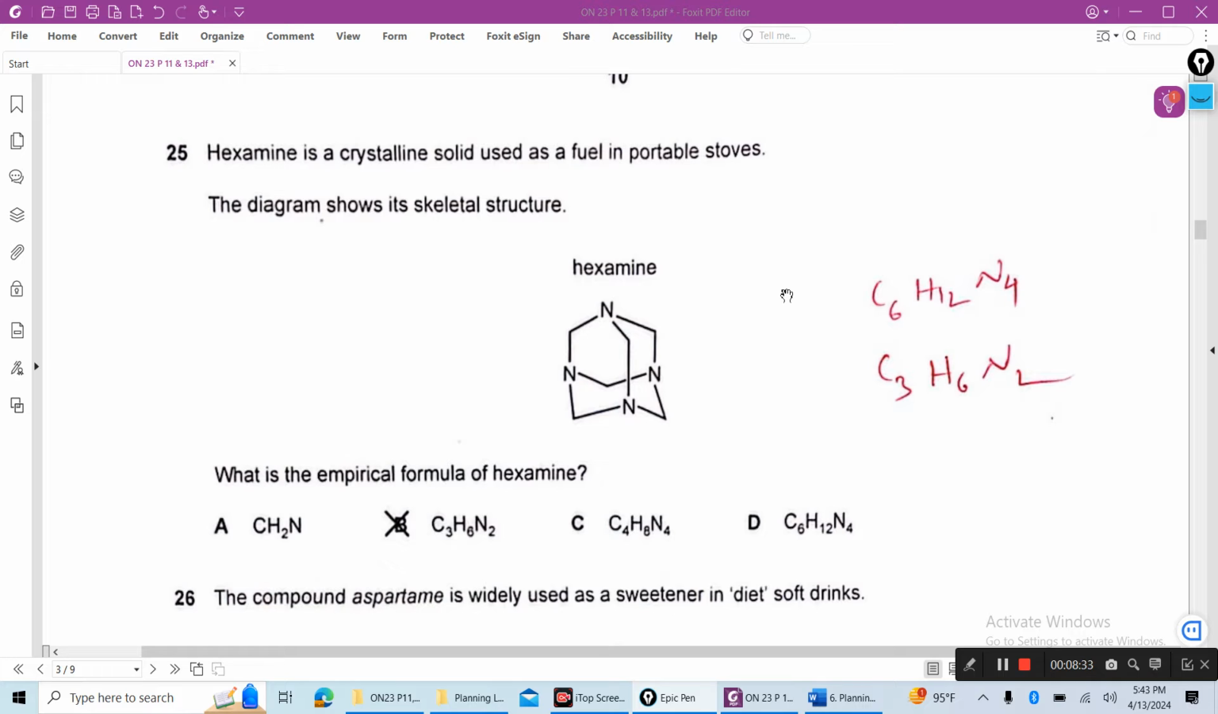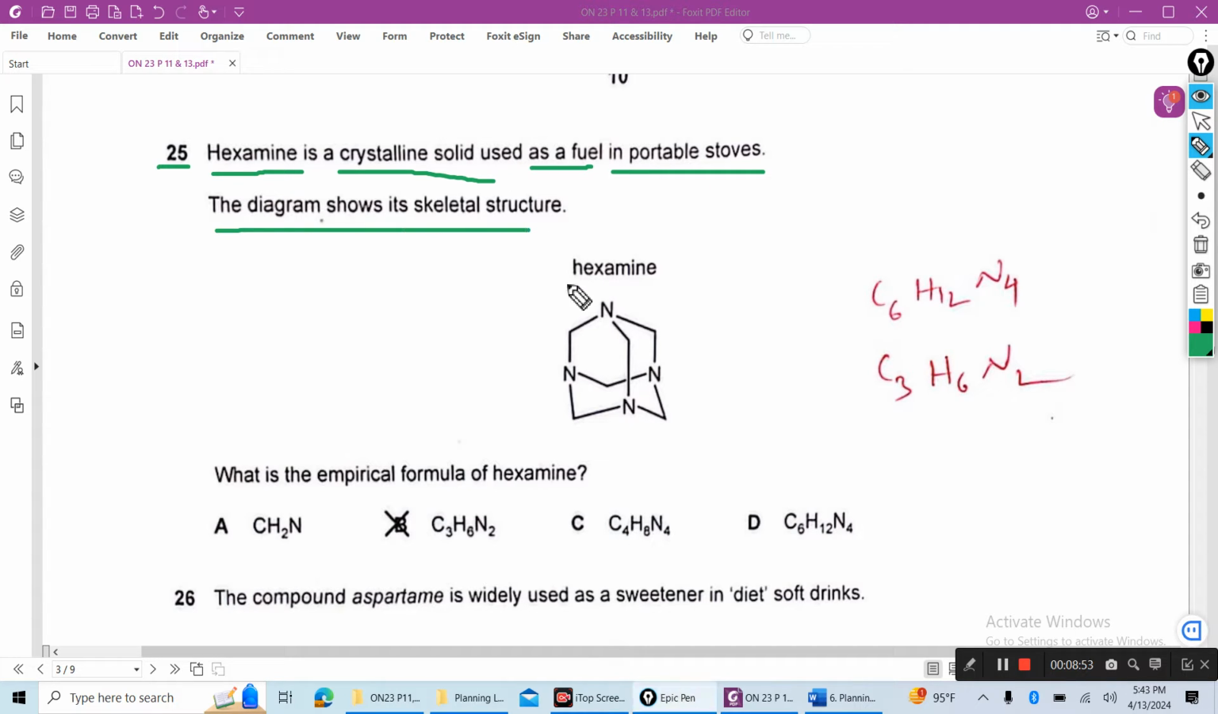25. Hexamine is a crystalline solid and used as fuel in portable stoves. The diagram shows the skeletal structure of hexamine. So what is the empirical formula of hexamine? First you count how many carbon. Here 6 carbon, 1 2 3 4 5 6 carbon.